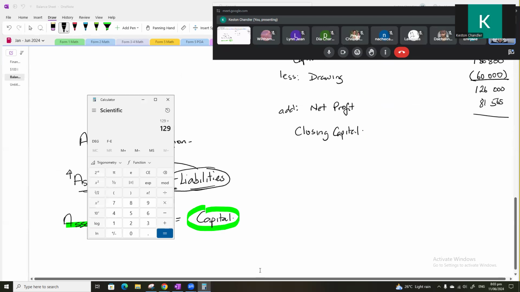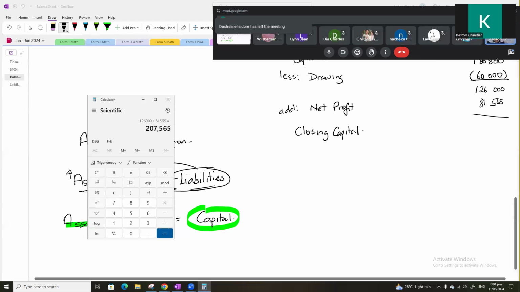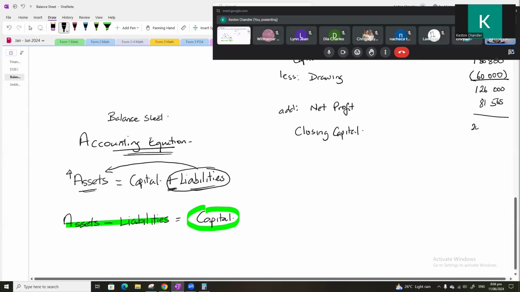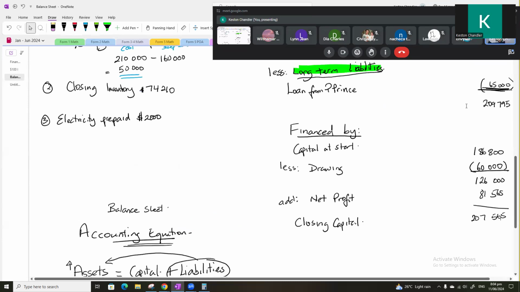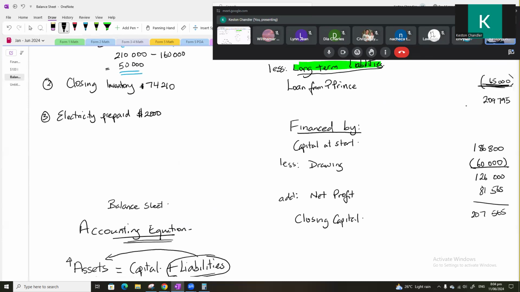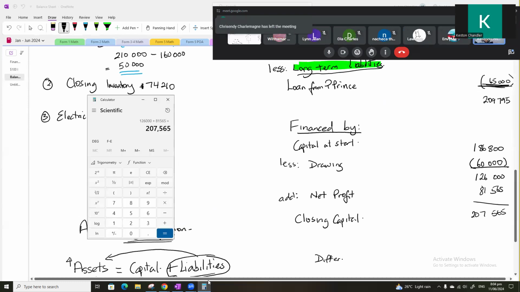$126 plus 81,565. 27,565. Right, so we have a difference between my figures of, let's see how much our difference is. 29,795 minus 27,565. 2,250.